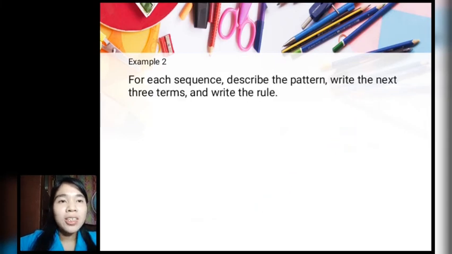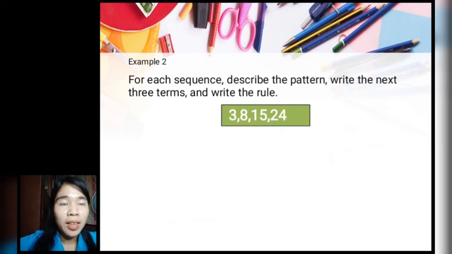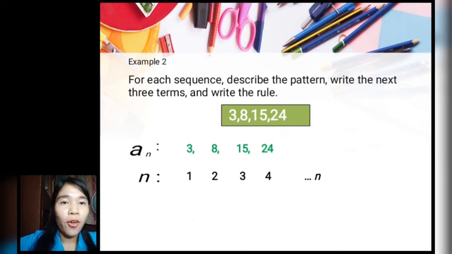Next, we have the second example. So for each sequence, describe the pattern, write the next three terms, and write the rule. So we have here 3, 8, 15, and 24. So now, let's have the a sub n. So we have here 3, 8, 15, and 24. Now we have the number of terms, which is 1, 2, 3, 4, so on and so forth. Now, let's have the pattern.